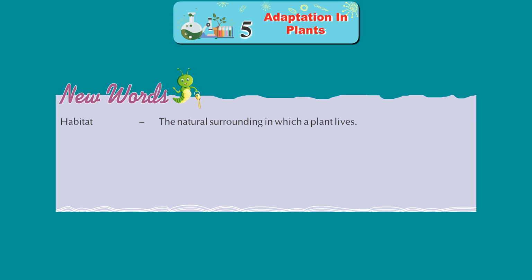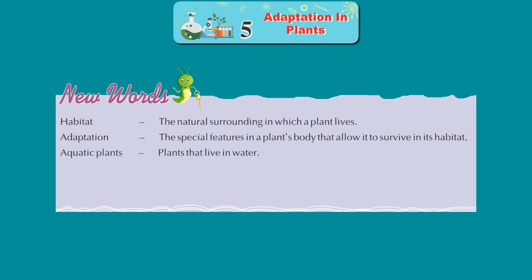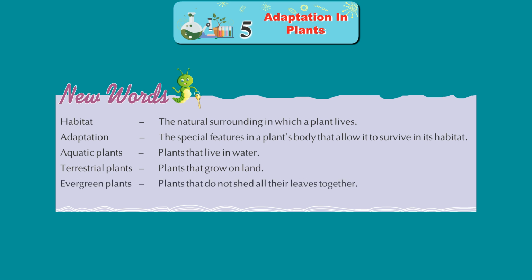New words: Habitat, the natural surrounding in which plants live. Adaptation, the specific features in a plant's body that allow it to survive in its habitat. Aquatic plants, plants that live in water. Terrestrial plants, plants that grow on land. Evergreen plants, plants that do not shed all their leaves together. Deciduous plants, plants that shed all their leaves in winter.